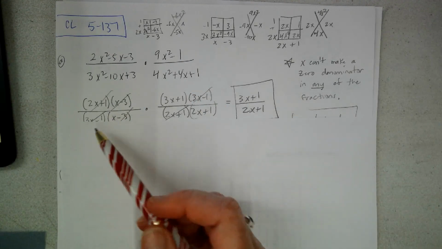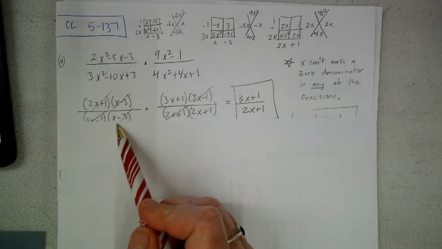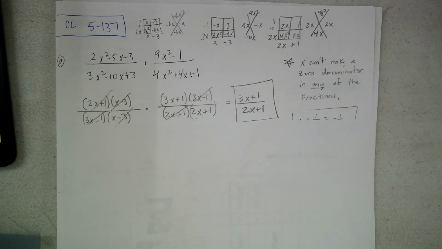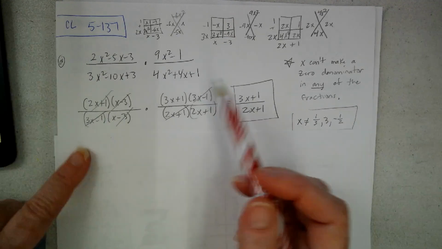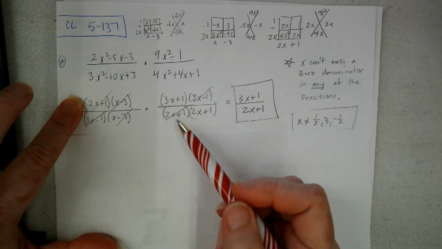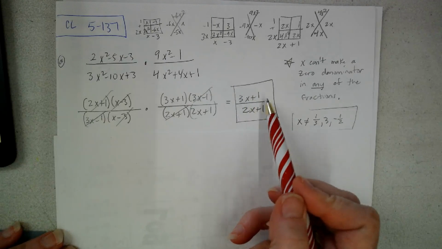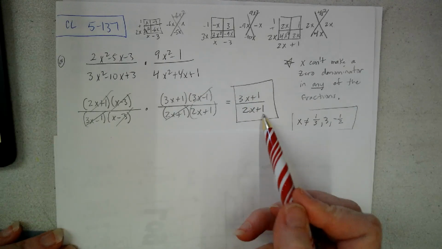And I noticed, you can see that I did some canceling. I canceled the 3x minus 1 with the 3x minus 1, and the 2x plus 1 with the 2x plus 1, and I was just simply left with the 3x plus 1 over 2x plus 1.